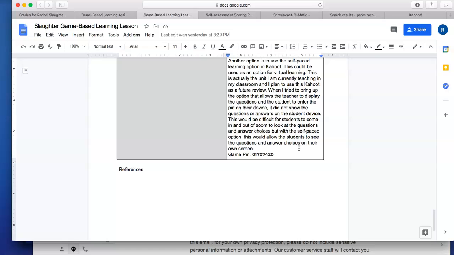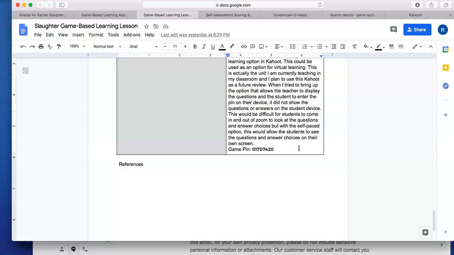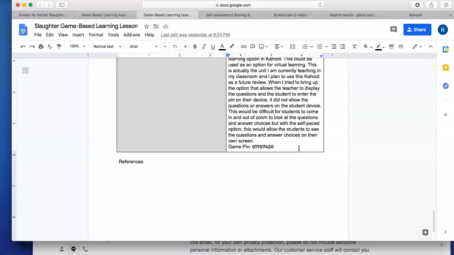With self-paced learning, the answer choices are right there in front of them. It gives them the question and the answer choices right in front of them. I would also select that, if they did this self-paced learning, it would be on their own time. I don't think I would make it timed, which would take away the competitive piece. But I just wanted to add that I discovered this option as well.